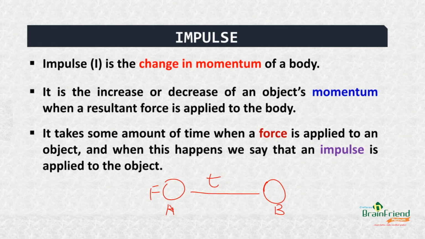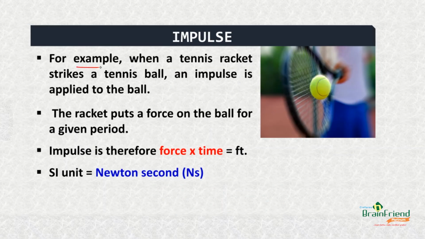The movement of this object from point A to point B in a given time t is known as impulse. We can say an impulse has been felt, exerted, or experienced on this object. For example, when a tennis racket strikes a tennis ball, an impulse is applied to the ball. The racket puts a force on the ball for a given period.